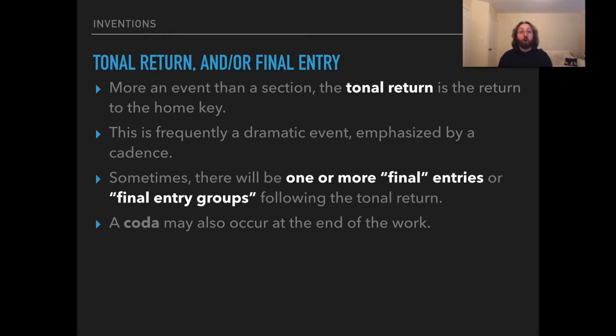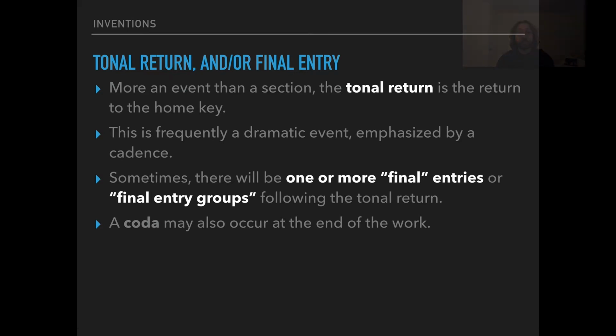Finally, we get to a tonal return or the final entry. This is more an event than a section, but the tonal return is the return to the home key. This is frequently a dramatic event emphasized by a cadence. And sometimes there will be one or more final entries or final entry groups following the tonal return. Lastly, a coda may also occur at the end of the work, typically articulated by a cadence and then bringing the work to a close.